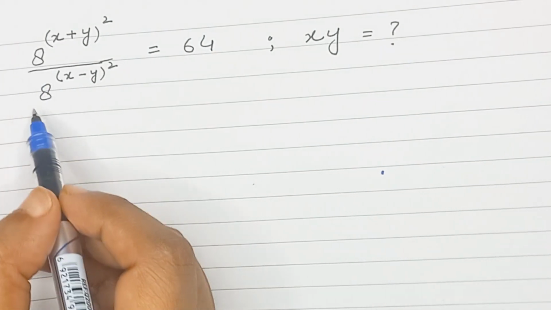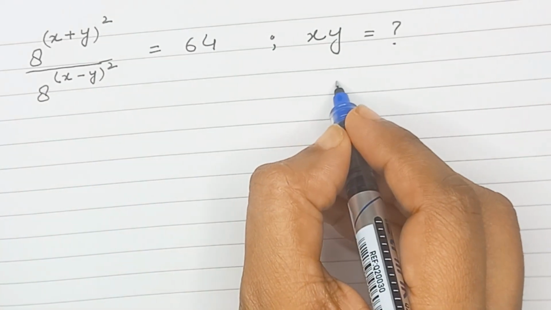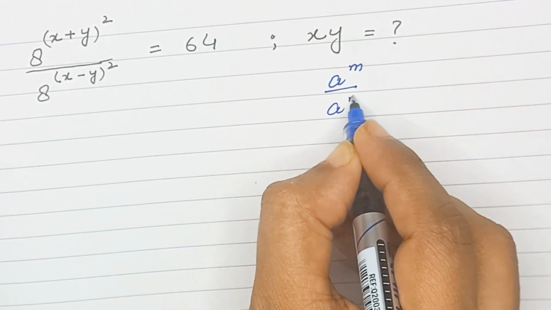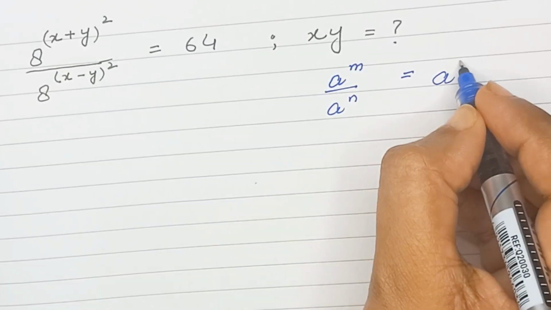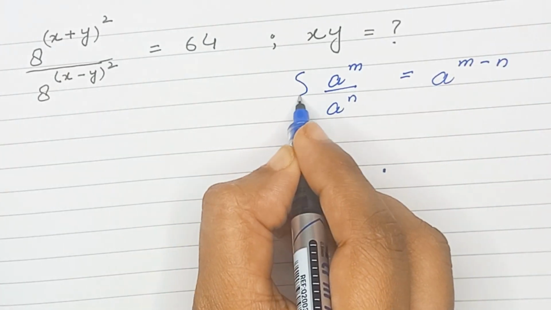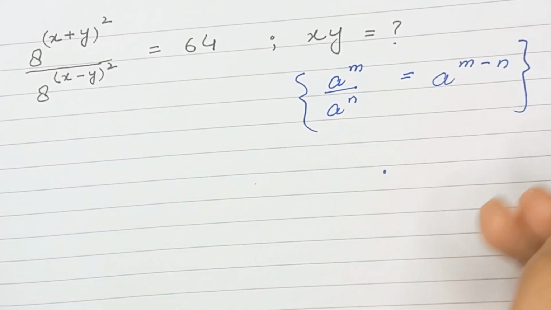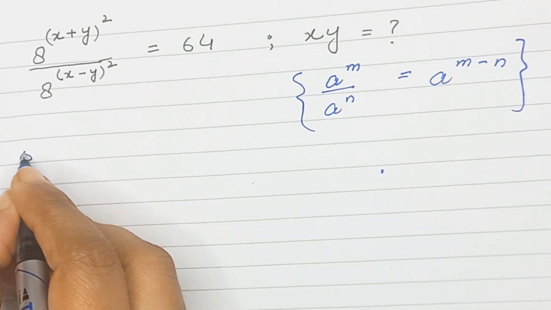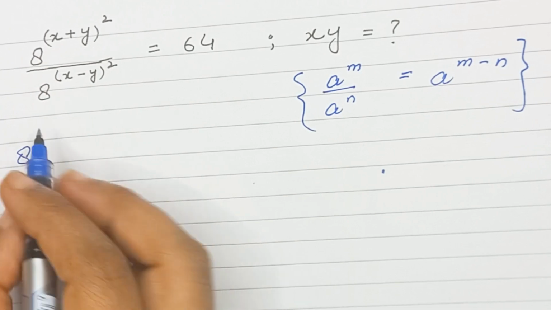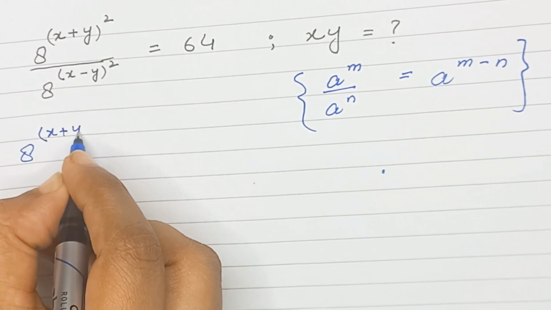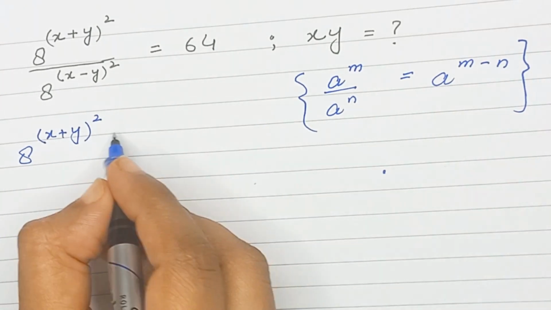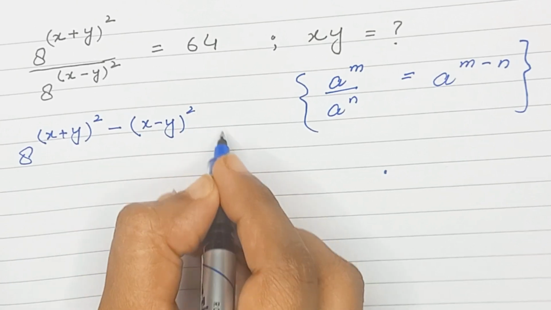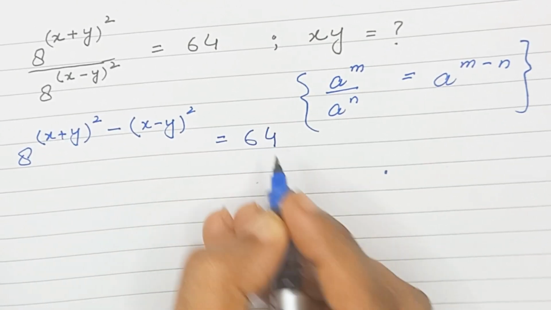So here we have same bases, so we will apply this exponential rule: a^m divided by a^n is equal to a^(m−n). So the above equation will become 8 raised to the power m, meaning (x+y)^2, minus n, meaning (x−y)^2, and it is equal to 64.